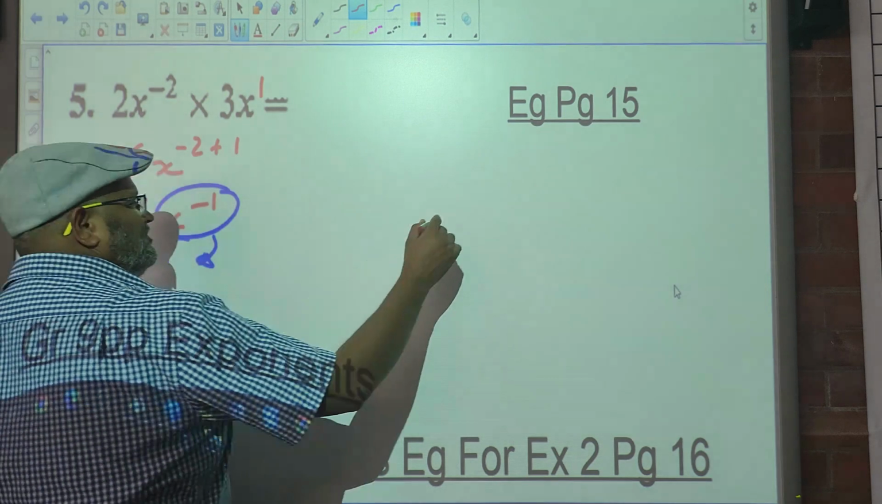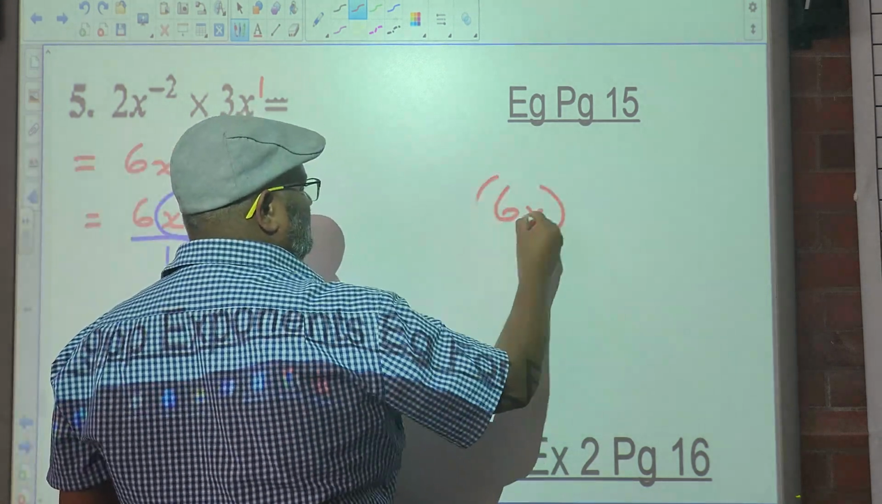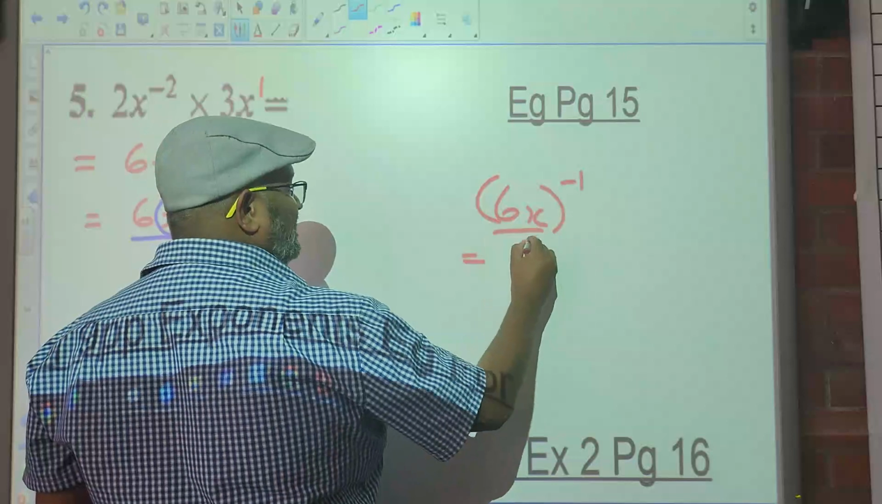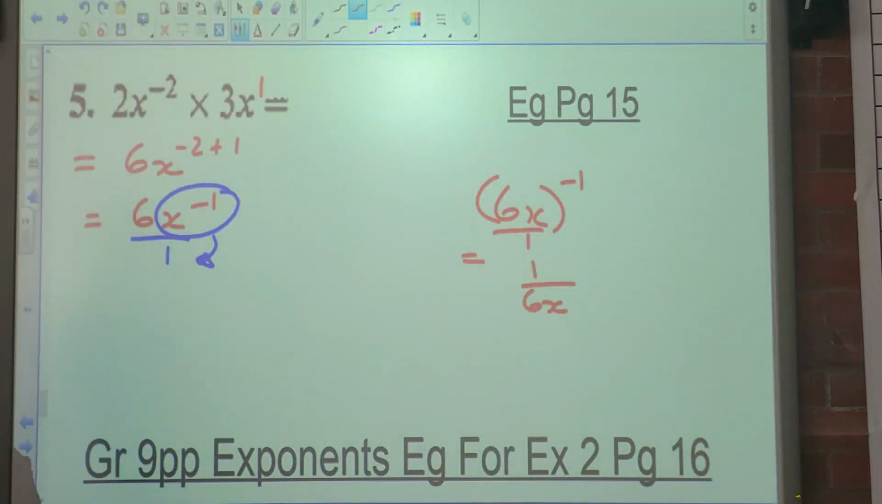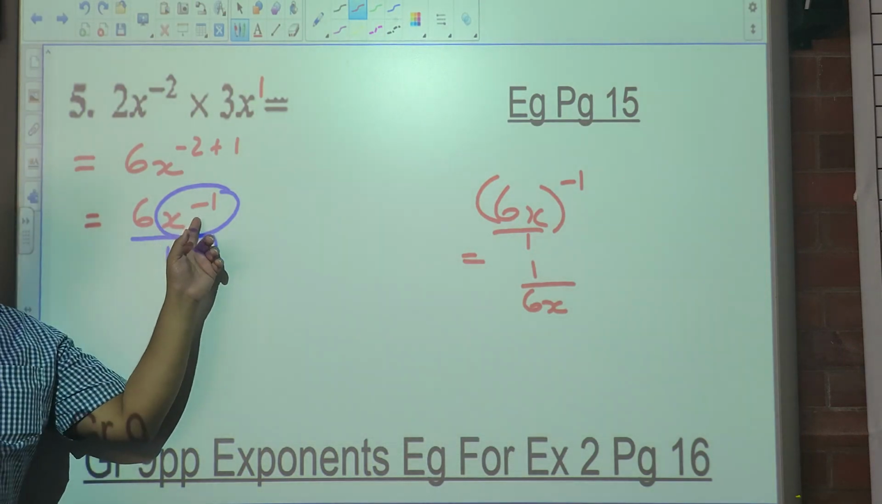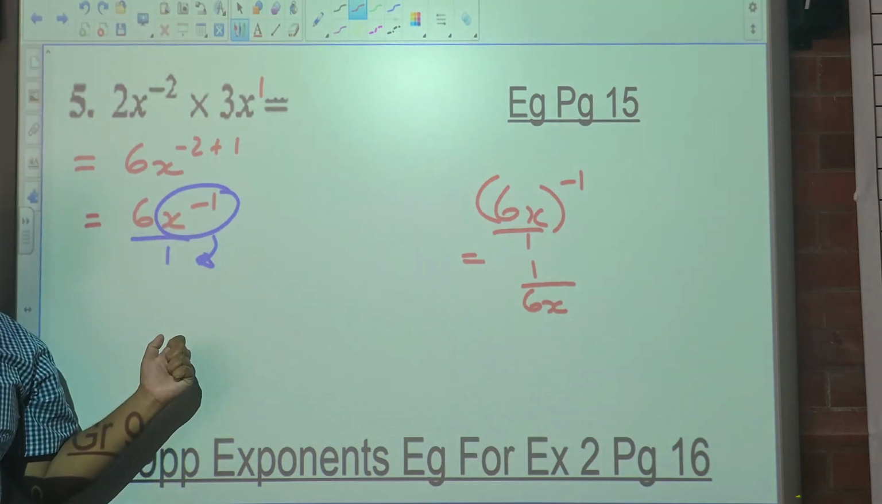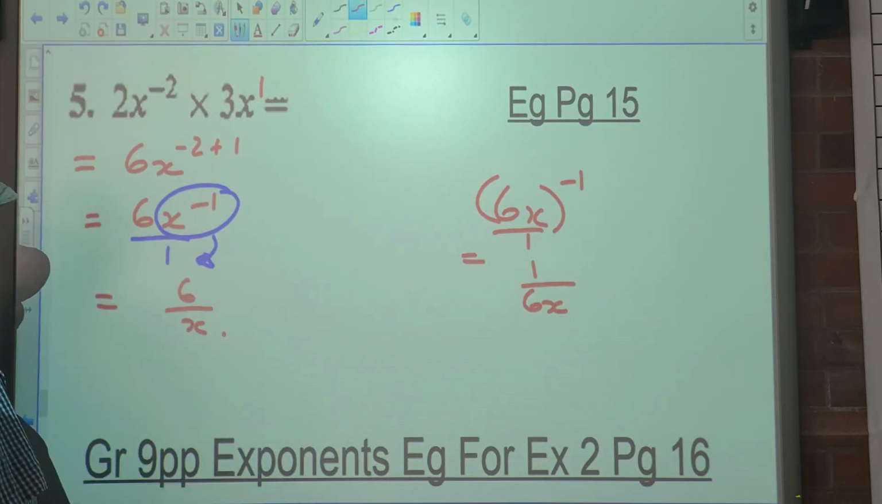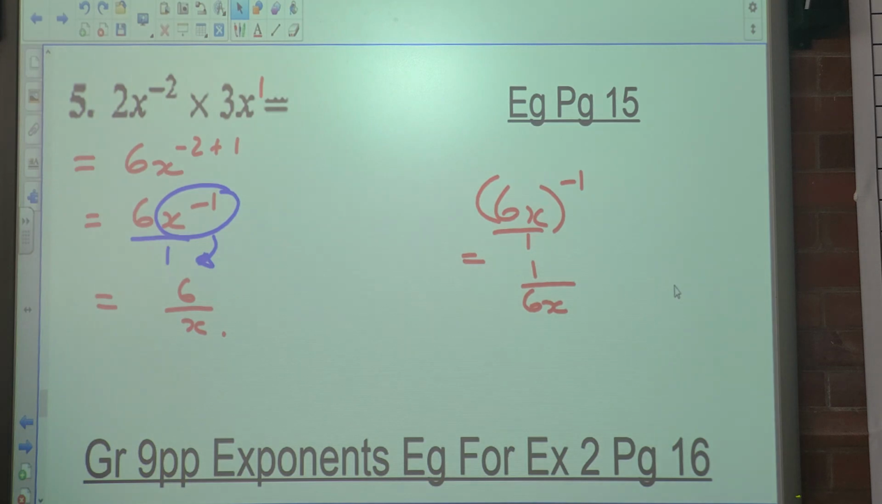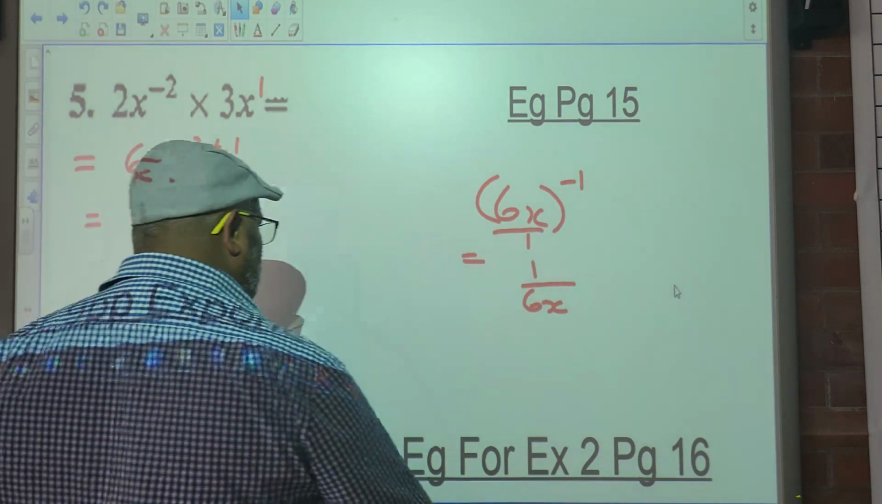Why only that one? Because that negative 1 is only on the x. If it was 6x raised to the negative 1 like that, then the whole bracket comes down as 1 over 6x to the 1. You guys understand? But because that is only on the x, only the x comes down. Okay? So that will be 6 over x. Any confusion there?